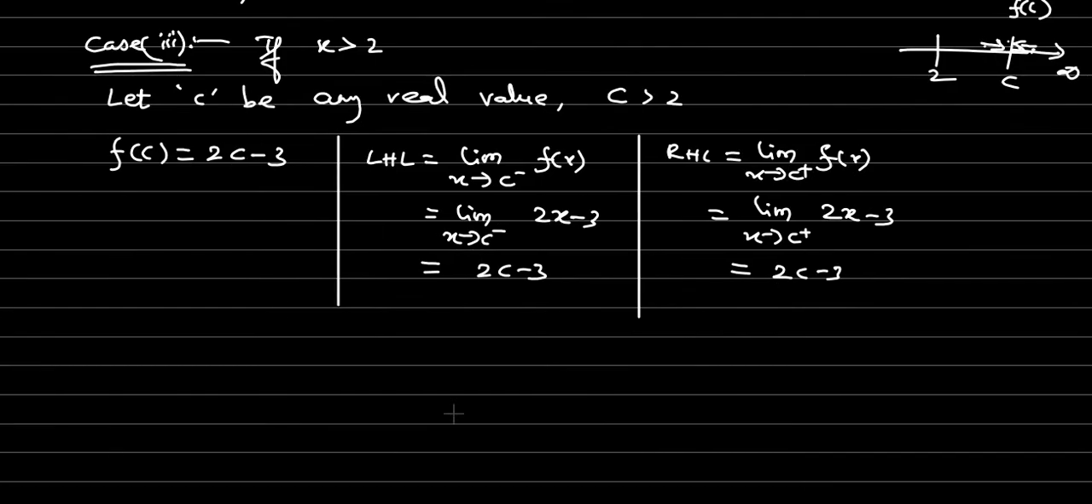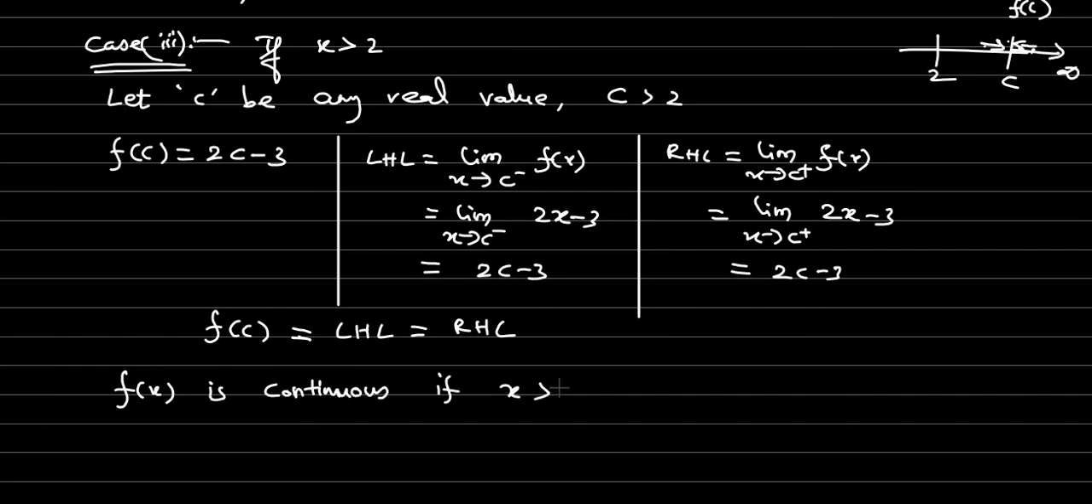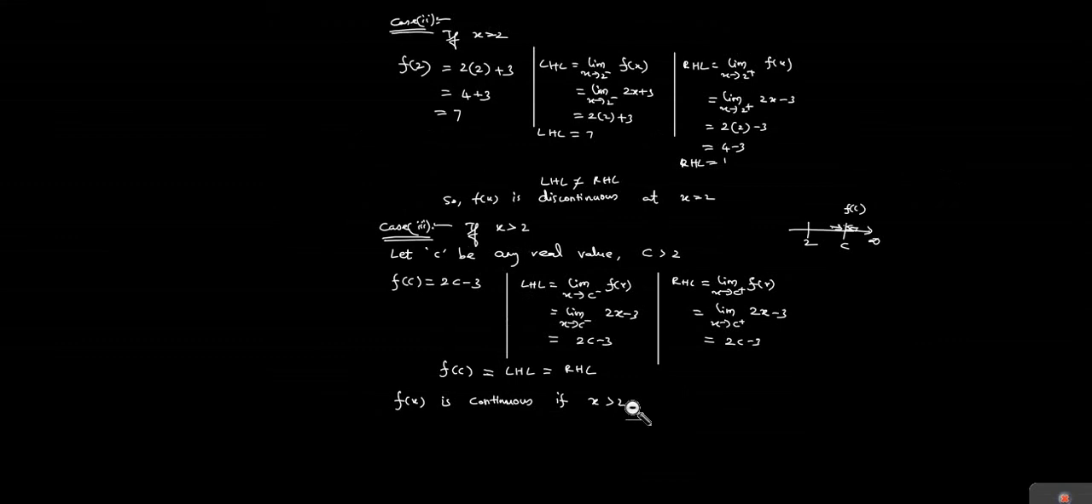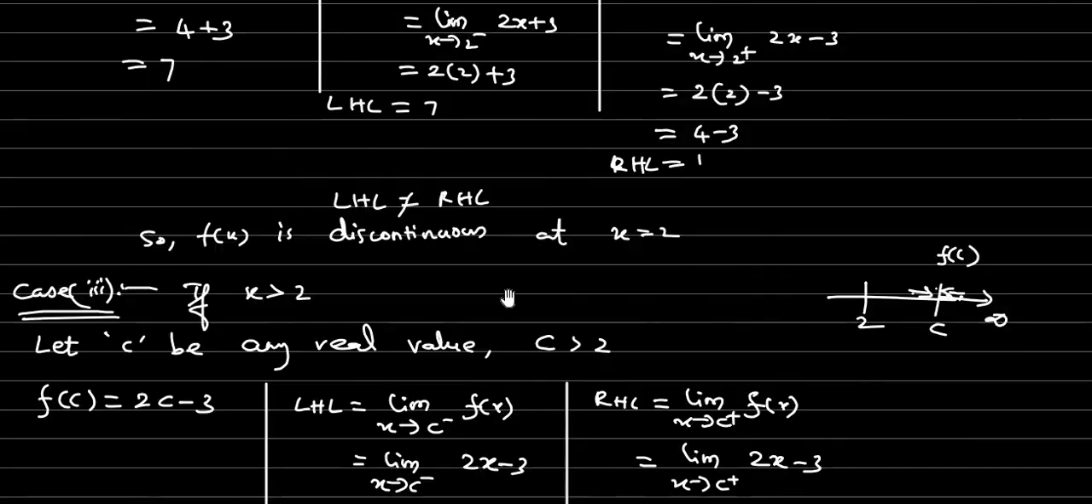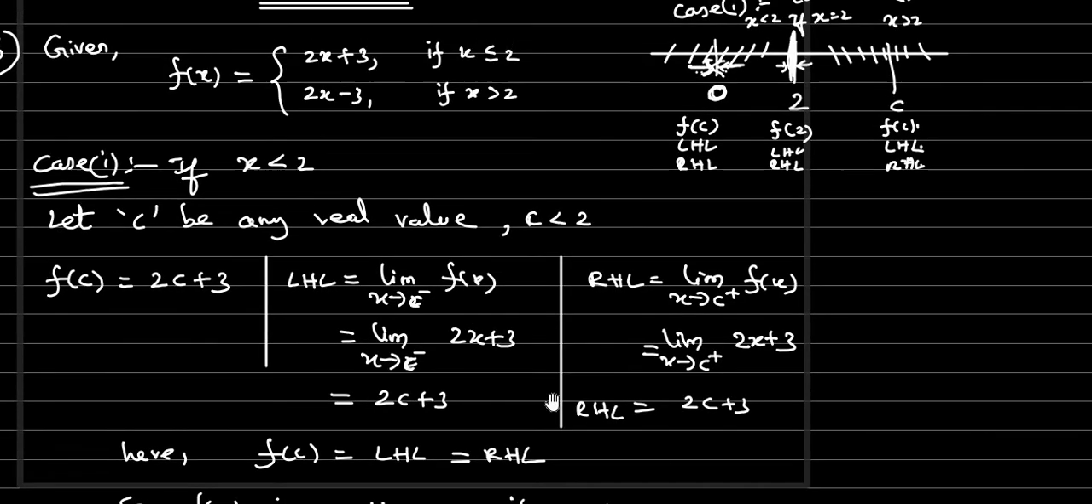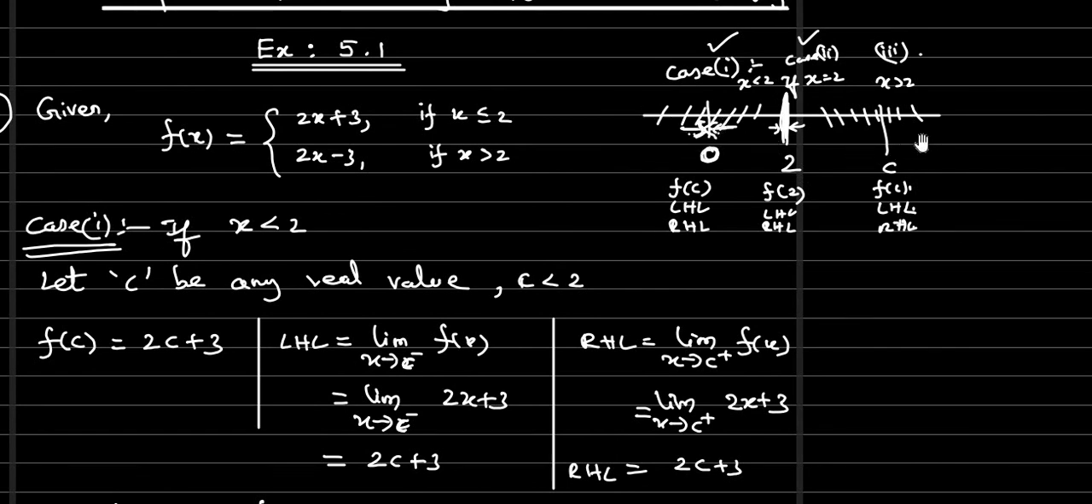Now if you notice here, f of C, the left hand limit and the right hand limit, all three results are the same. When all three results are the same, what is the conclusion? f of x is continuous where x is greater than 2. f of x is continuous if x is greater than 2. Okay, now from the above three conditions, we broke the real line this way, right?